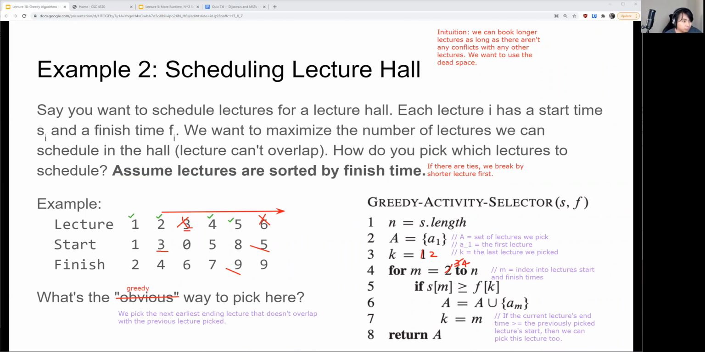So my first question for you is, why does this work? Why does this actually work? Well, let's go on the top right here. I'm going to do it in blue. Why do we pick the first lecture always?